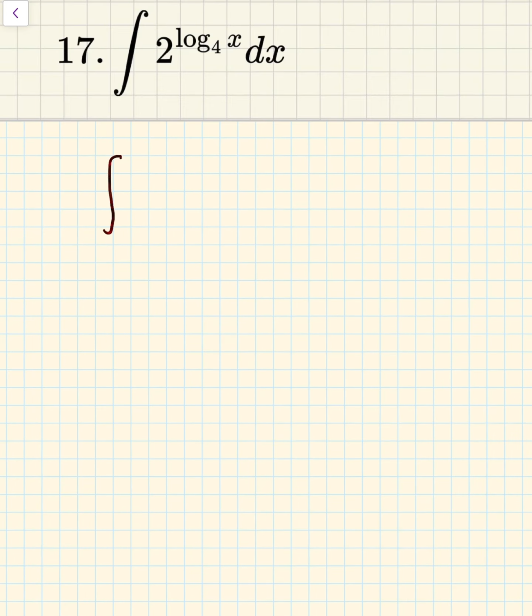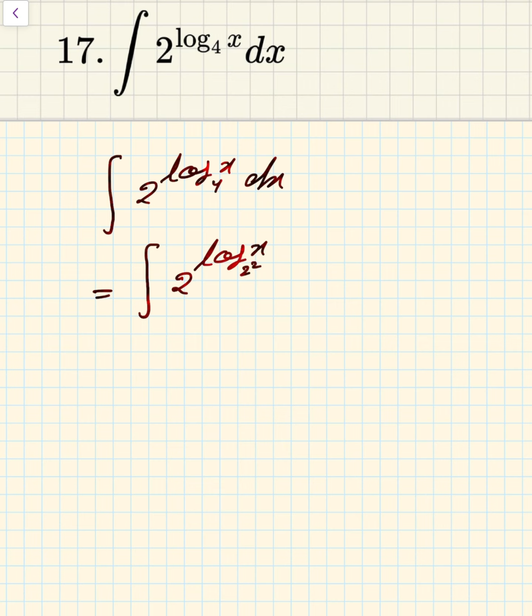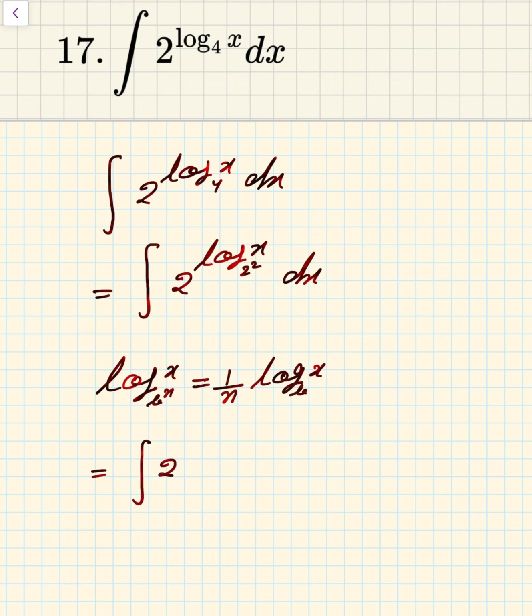Now according to the question, 2 to the power log x, like that one, and this one is also written as 2 to the power log x at base 2, whole to the power 2, dx. Using here the log property, log x at base b to the power n is written as 1 by n into log x at base b. Clear? So using that property, we get 2 to the power 1 by 2 log x at base 2. Clear or not?